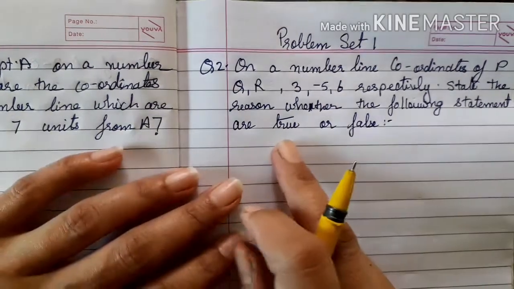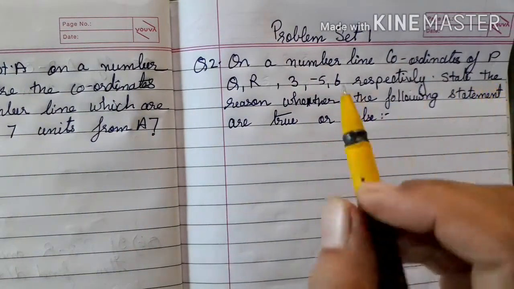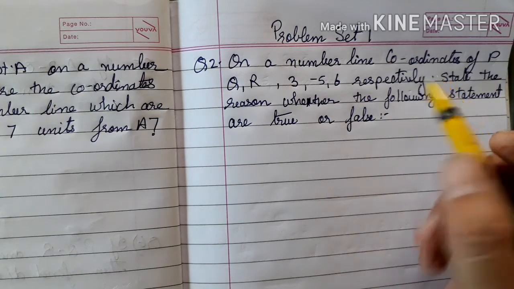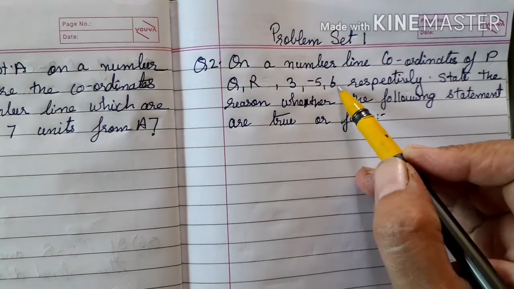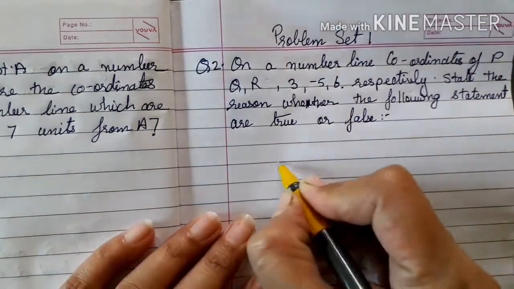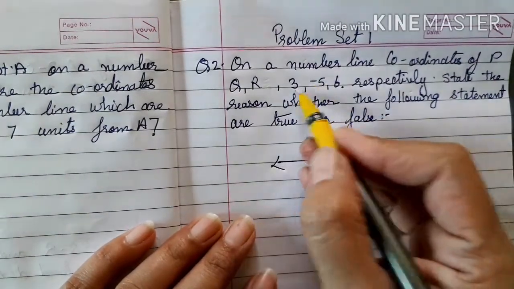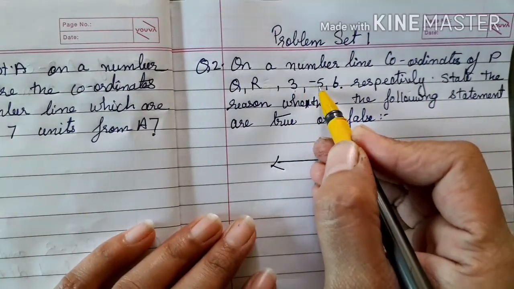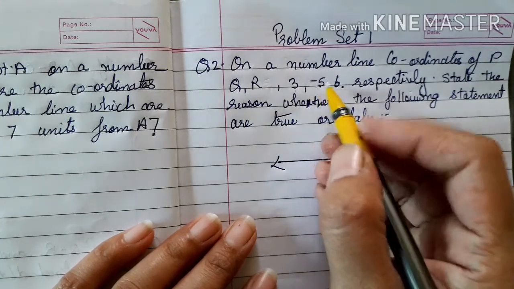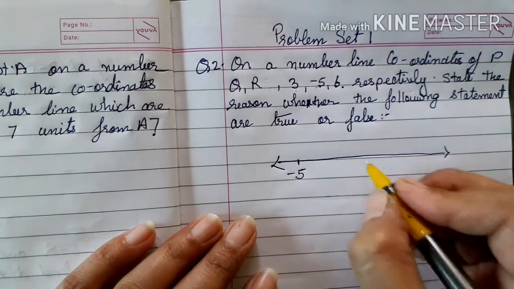Now the first question is, on a number line, coordinates of P, Q and R are supposed to be 3, -5 and 6 respectively. State with the reason whether the following statements are true or false. First we have to draw a number line, and out of the 3 coordinates, one is -5. So where are you going to place -5? You will be placing -5 to the left hand side.